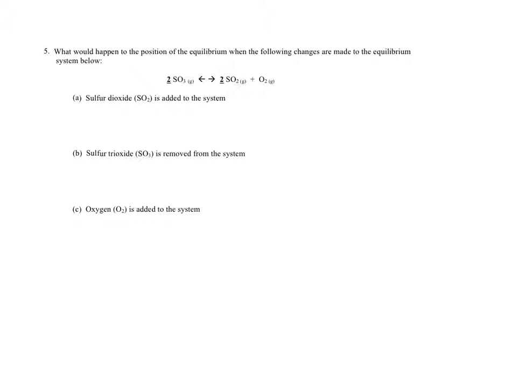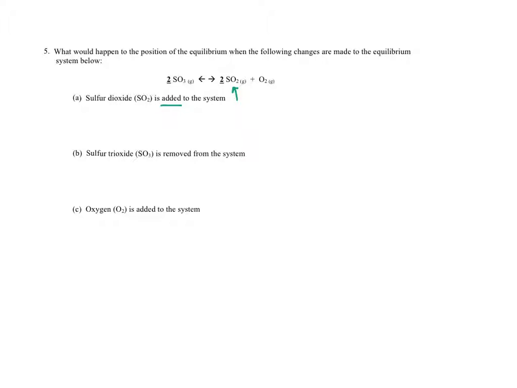So the first practice problem here, you're always going to be given an equation. The equation is going to help you determine which way it is going to shift. So right now we're starting here. We're going to do 3 changes. It says sulfur dioxide, right here, SO2, is added to the system. The key word here is added. So we're increasing the concentration of SO2.